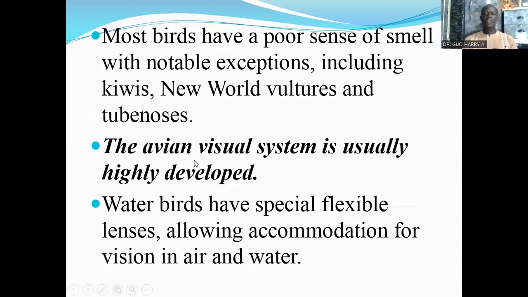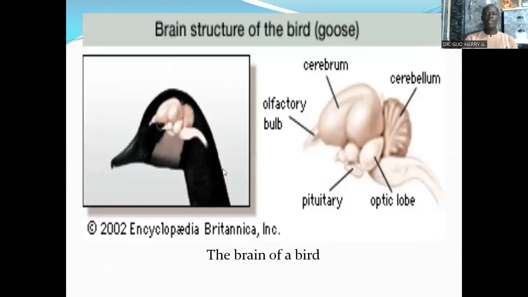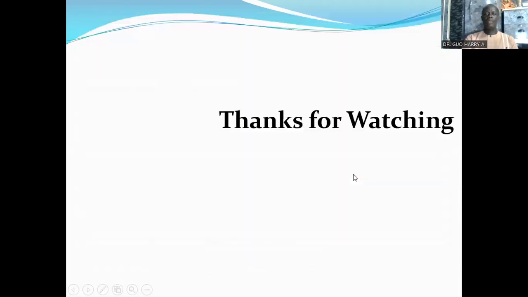The avian visual system is usually highly developed. Water birds have special flexible lenses, allowing accommodation for vision in air and water. Now, here's the structure of the brain of the birds, having the olfactory lobe, the cerebrum, the cerebellum, the pituitary, and the optic lobes.